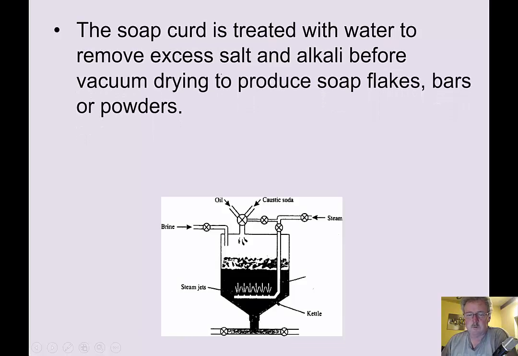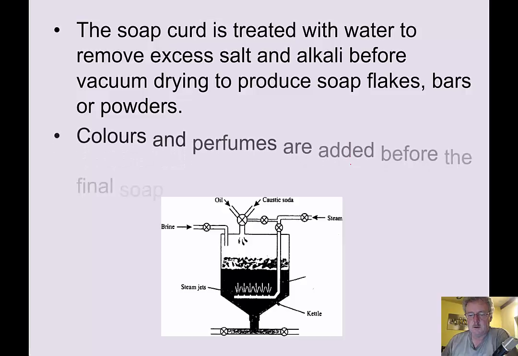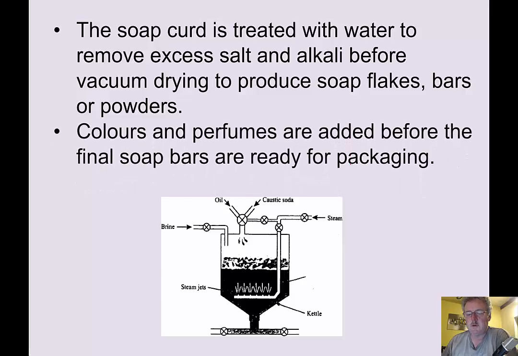And the soap curd is treated with water to remove the excess salt and alkali before vacuum drying it to make flakes or solid dry soap, bars, powders, powder for the washing machine to wash your clothes with. Colours and perfumes could be added. Also we could have UV reflective materials to make things look whiter when they're washed. And then it's ready for packaging.